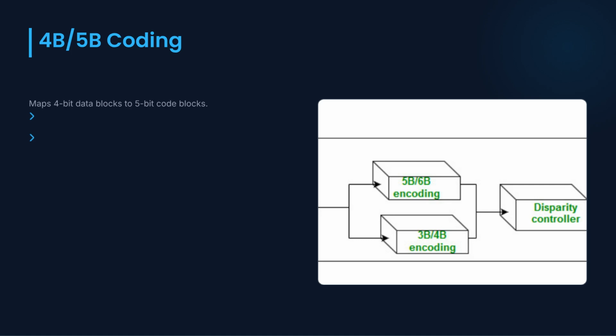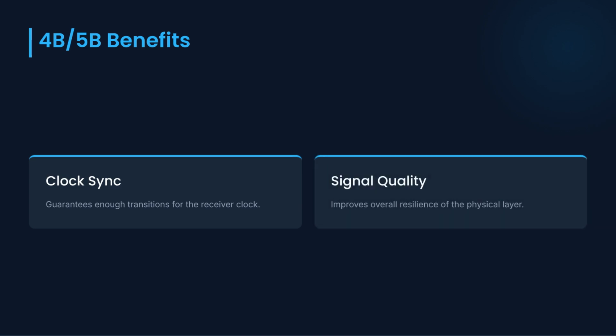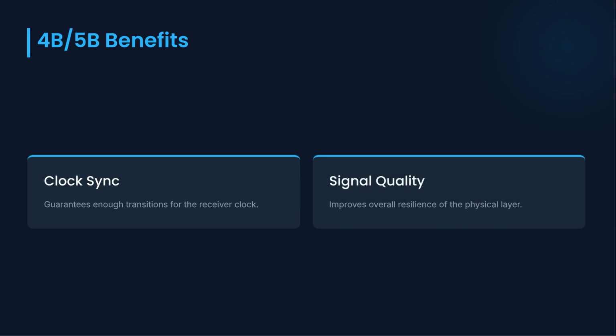4B/5B coding maps 4-bit data blocks to 5-bit code blocks. This technique ensures at least one transition per block, which helps eliminate long sequences of zeros and maintains synchronization. The benefits of 4B/5B coding include robust clock synchronization by guaranteeing enough transitions for the receiver clock. It also improves overall signal quality and resilience at the physical layer.